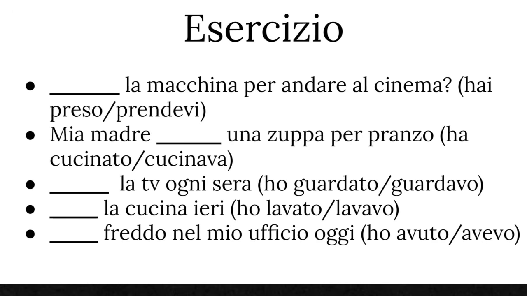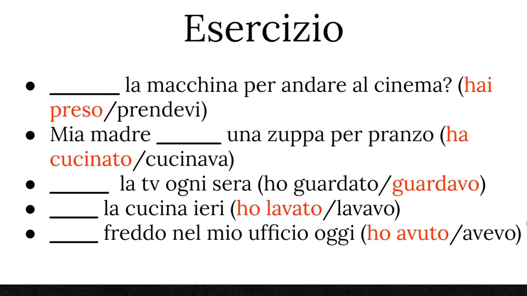Let's do another exercise. It's the very same thing. So you need to choose between the passato prossimo and the imperfetto. As I told you before, take your time, pause the video and resume it once you're ready. Okay? And here are the solutions. So, hai preso la macchina per andare al cinema? That's a question. And you use the passato prossimo, hai preso, because it was a one-time experience. You didn't go to the cinema every night. Maybe it was last night.